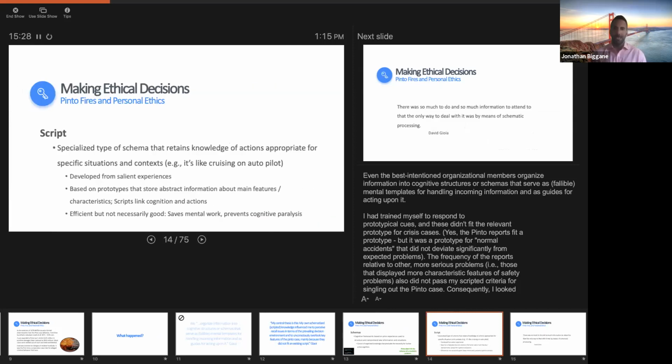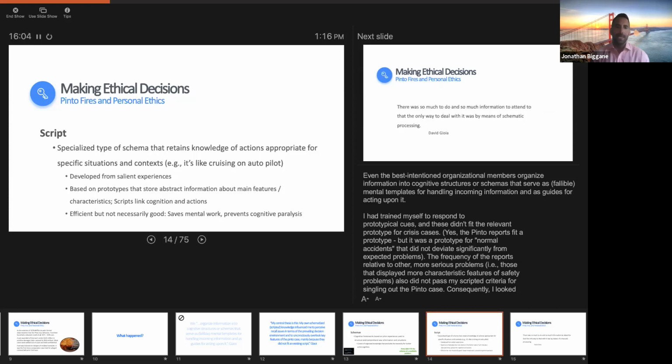Scripts are a specialized type of schema that retains knowledge of actions appropriate for specific situations and contexts. Essentially, a script automates your behavior: when you see something that fits your schema, you've made a decision about this, and you enact a script. So you enact this action appropriate for the situation. A script for a tiger coming at you might be, okay, I'm gonna run. A script for a recallable vehicle, like the ones he normally saw, he would say, I'm going to recall this vehicle. Ford Pinto didn't fall into that.